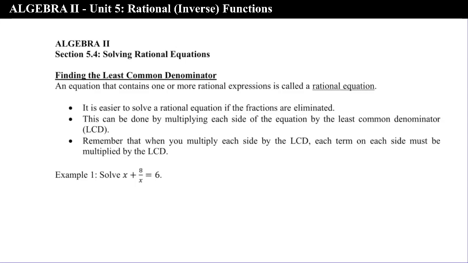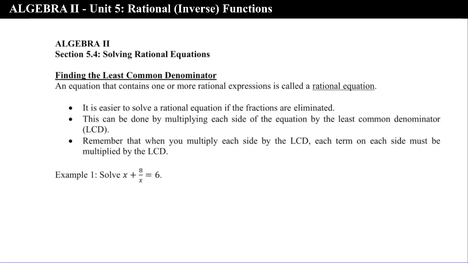Now it is easier to solve rational equations if the fractions are eliminated, and that is what we're going to do first. We are going to eliminate the fractions so that we can have something easier to work with. The most efficient way to do it is by finding the least common denominator and multiplying each side by that. But don't get too hung up on finding the least common denominator. As long as you find a common denominator of some kind, it's going to work for you. You don't necessarily have to find the least common denominator, but we'll aim to find it here so you see what that looks like.